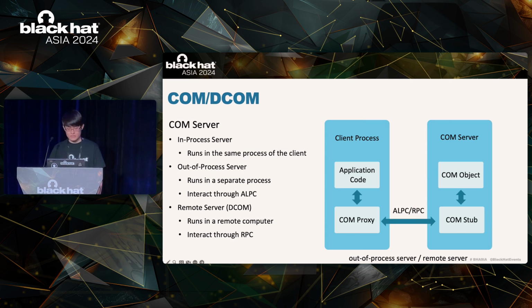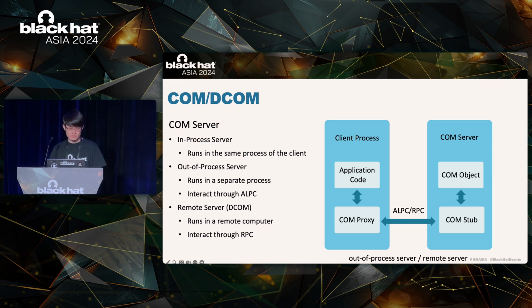The COM server can be in-process, out-of-process, and even a remote process on a different machine. In-process server means COM objects are running in the same process as the client. Out-of-process means the COM objects run in a different process. A COM server can even run on a remote machine, which is also known as DCOM.